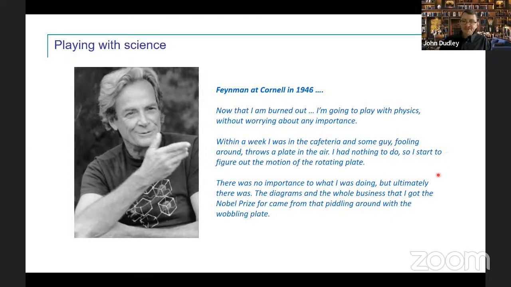But what he says is that at the time, this was absolutely unimportant. But ultimately, the things he started to think about led to the Feynman diagrams, led to the idea of minimization techniques and path integrals in quantum mechanics, and his alternative theory for quantum electrodynamics based on Feynman diagrams.